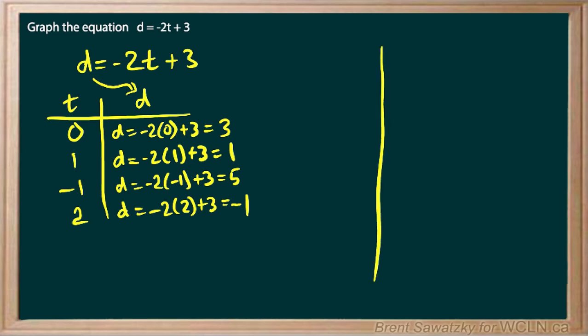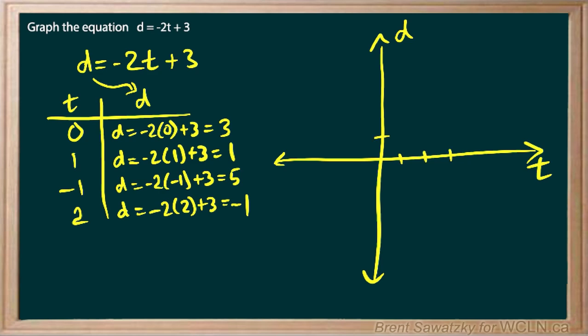So let's go to our axes. And in this case, instead of an x-axis, remember that's going to be a t-axis. And instead of a y-axis, that's going to be a d-axis. All right. And again, let's draw some points in here. If you have graph paper, that's awesome. If you're doing it by hand, just try and make pretty close to equal spaces between those ticks. And let's see if we can graph those in.